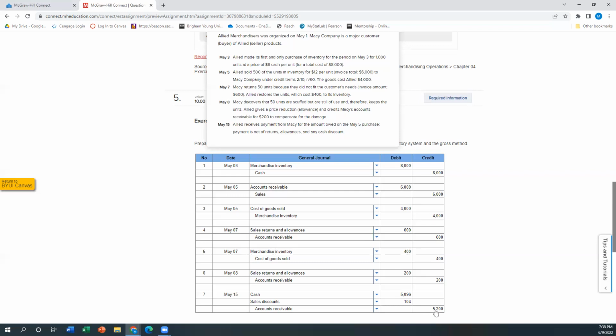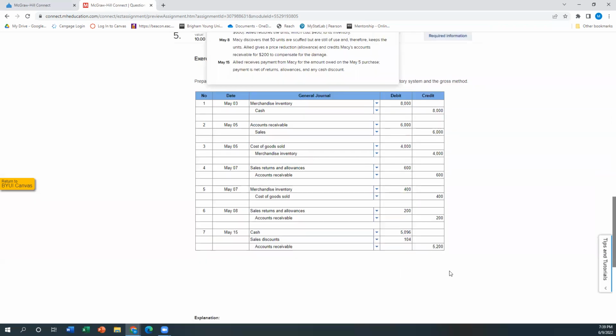And then we know that there's a 2% discount. So 2% of 5,200, which is 104, is the amount that we will debit sales discounts. And the difference, the amount we're actually going to get paid in cash, is 5,096. So there's a couple ways to go about this. Some people will take the 5,200, multiply by 0.98, and that gives them the cash amount, and then multiply by 0.02, and that gives them the amount of the discount. Other times people will just multiply by 0.02 to get the amount of the discount, and then just subtract the discount from the accounts receivable, and that will give the amount of the cash payment. You can do it whichever way you want.